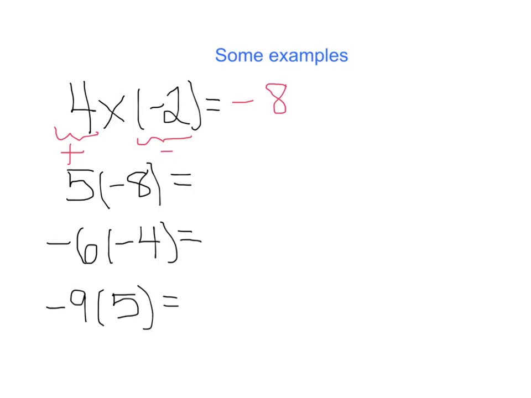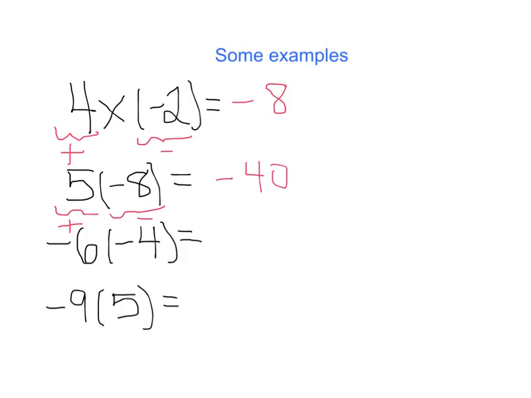Anytime you see something like this, in the second example, this means multiplication, so it reads as 5 times negative 8. Again, I have a positive number, the 5 is positive, times a negative number, the 8 is negative. So positive times a negative will give me a negative result, and 5 times 8 is 40.